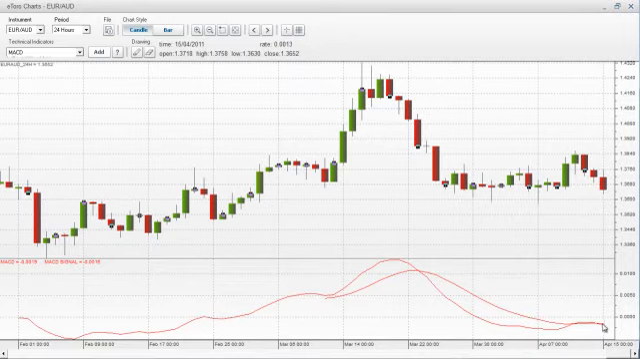So what I'd be looking for here is the shorter term moving average beginning to turn upwards, and that might be a very good buy signal for the Euro AUD in the next few weeks. So let's bring up one or two more examples here.